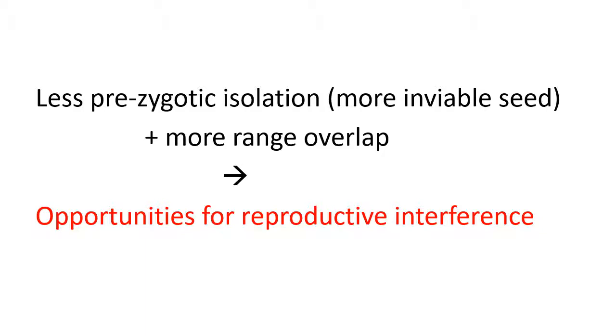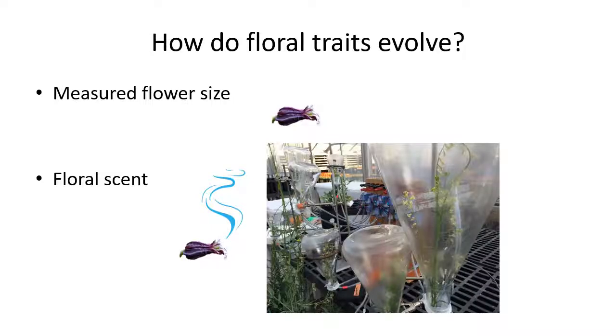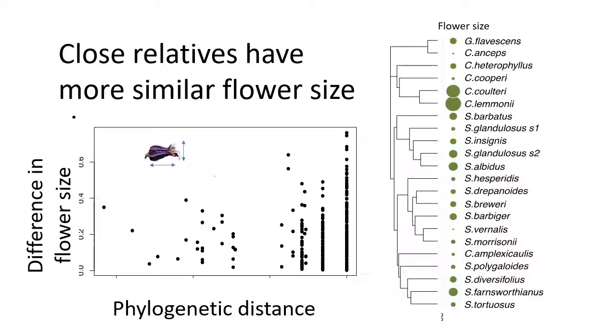So less prezygotic isolation and more range overlap in close relatives means that there's opportunities for reproductive interference. So getting back to our original question, how do floral traits evolve? We measured flower size, and we also measured floral scent across 22 species in the clade. And so what we find is that close relatives have more similar flower size. So basically, this is flower size here, and we see that the more closely related species are, the more likely they are to share a similar flower size.